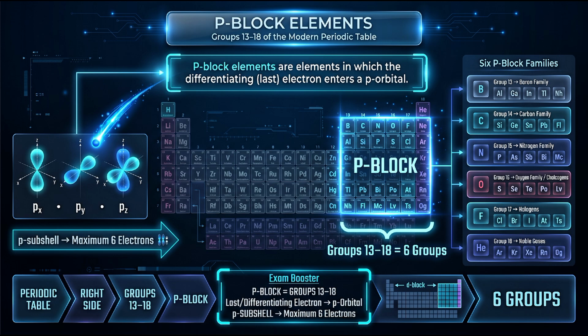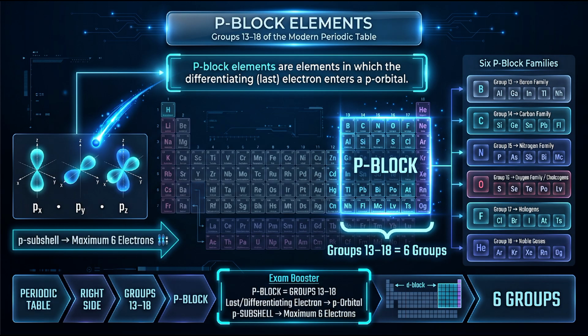Group 15 is known as the nitrogen family, or pnictogen family. Its members are nitrogen, phosphorus, arsenic, antimony, bismuth, and moscovium. The general valence shell configuration is ns2, np3. Therefore, these elements have 5 valence electrons. Nitrogen and phosphorus are nonmetals, arsenic and antimony are metalloids, while bismuth and moscovium are metals.